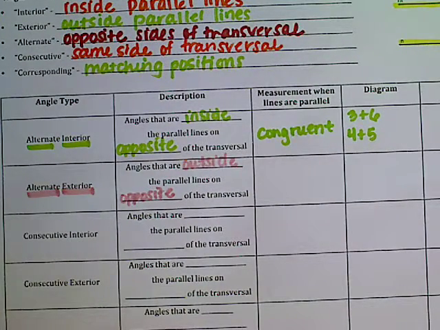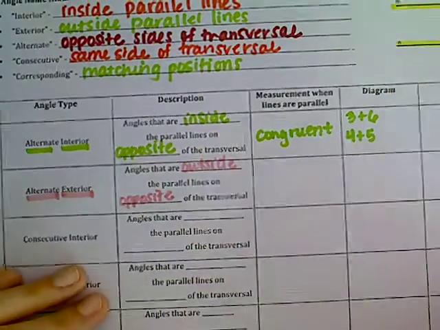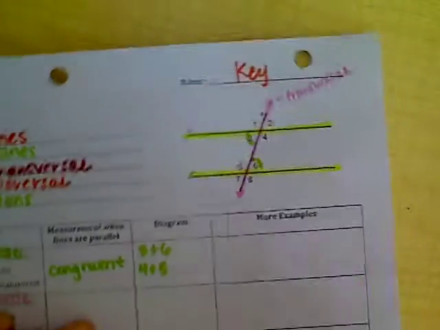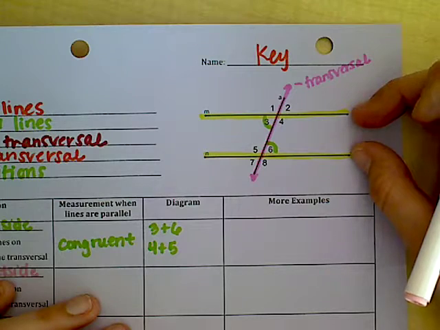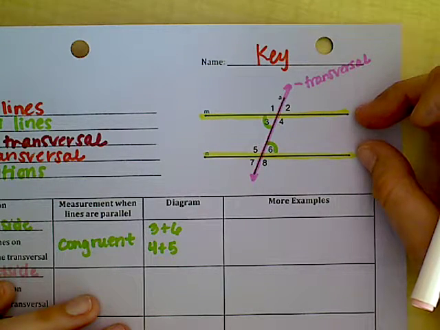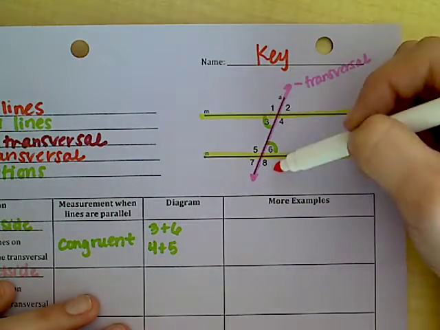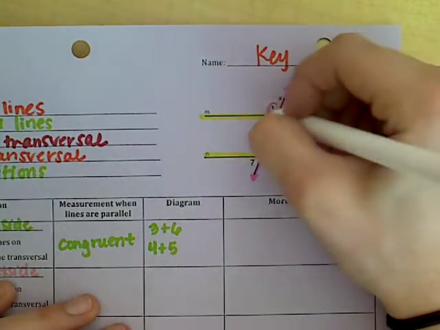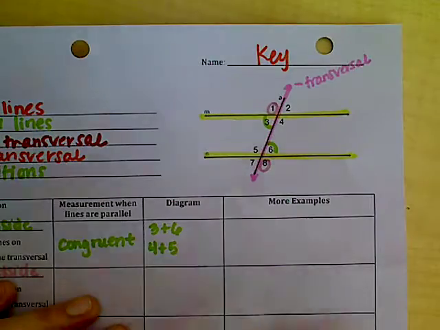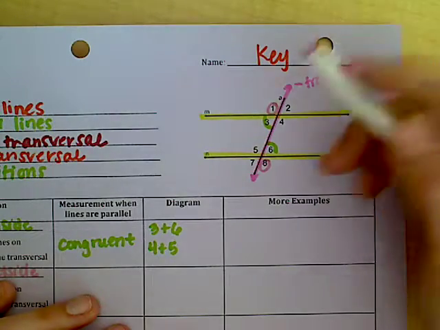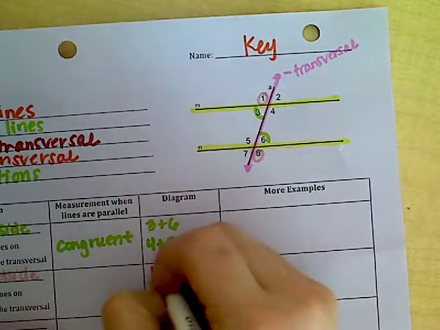So if we look for that in our picture, now we want outside the parallel lines on opposite sides of the transversal. So outside would be 1, 2, 7, and 8. But I want opposite sides of the transversal. So I can say 1 and 8. Again, outside of the yellow lines, opposite sides of the transversal.